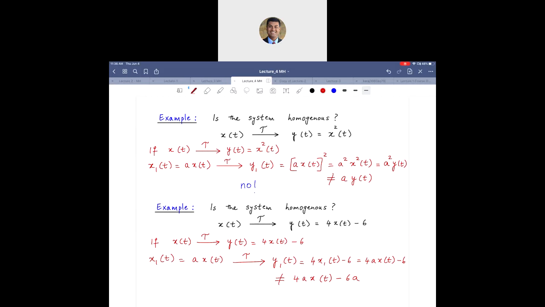So again, the answer is going to be no. Start off with x of t, scale it first, go through the system. Is it the same as when you did the system first and then the scaling? If you did the system first and then the scaling, a would be multiplied to both of them. And in this case, it is not equal. In this case also, it is not equal. So both these systems on the slide are not homogeneous. So they fail linearity. They are also not linear.